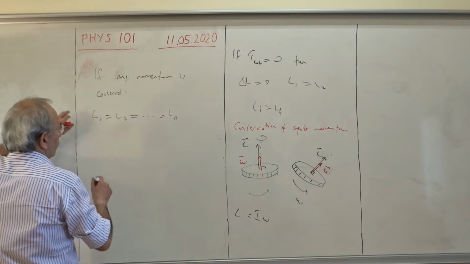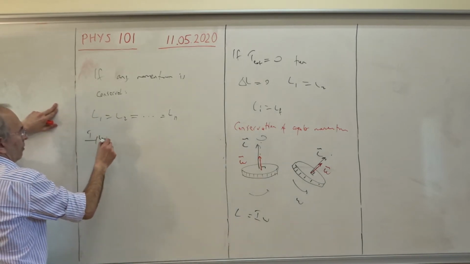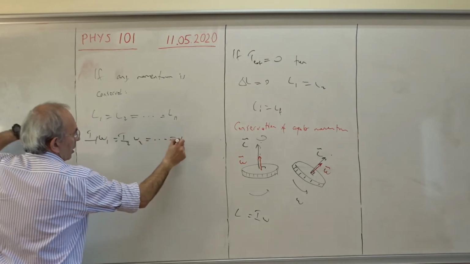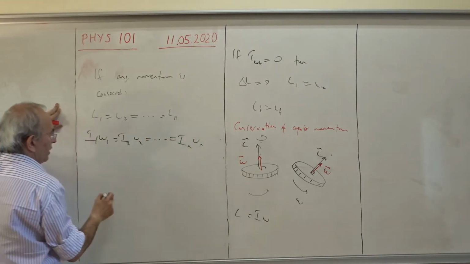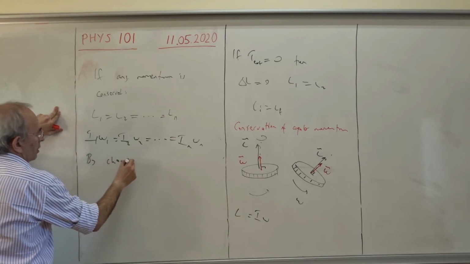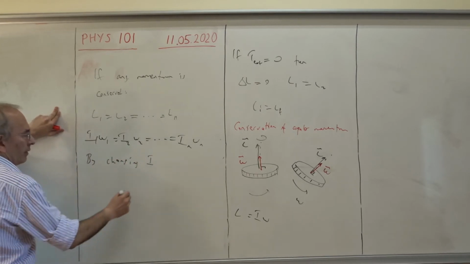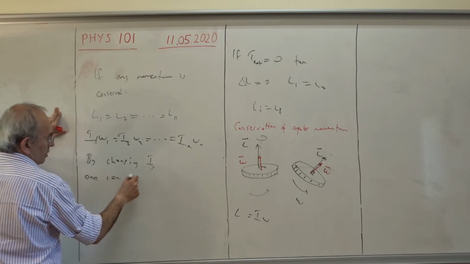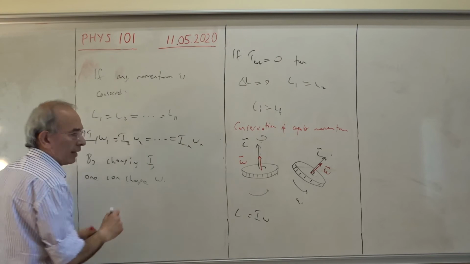Since this is, for example, I1 omega 1, I2 omega 2, In omega n. So by changing I, one can change omega.